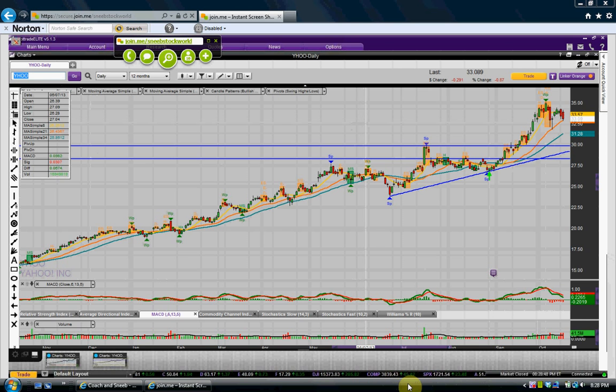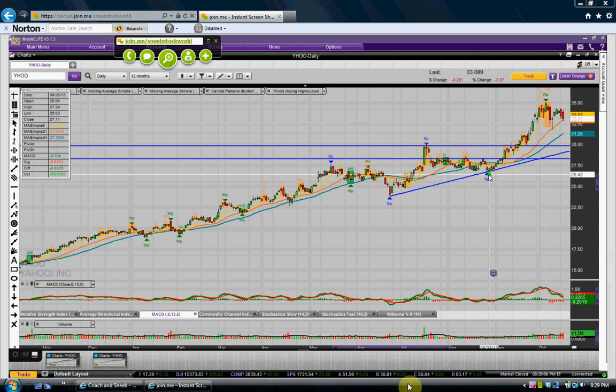Now, this particular method is going to be a great method not only for those of you that are looking to enter a stock as a long-term investment, but also for those of you that are trading on a smaller account and want to see bigger returns on that account.